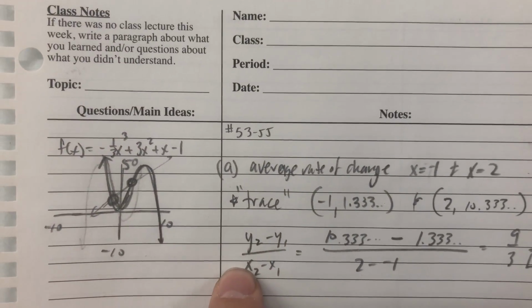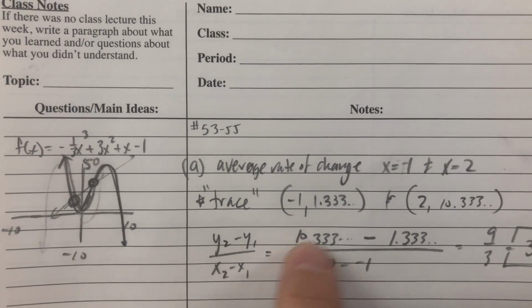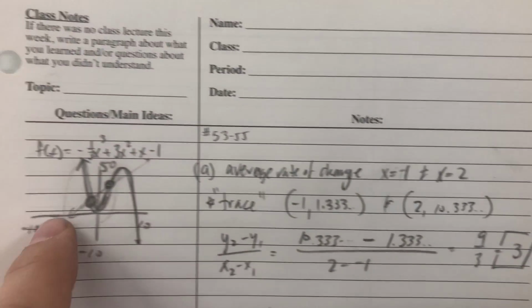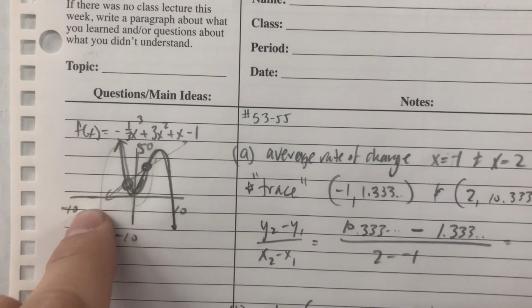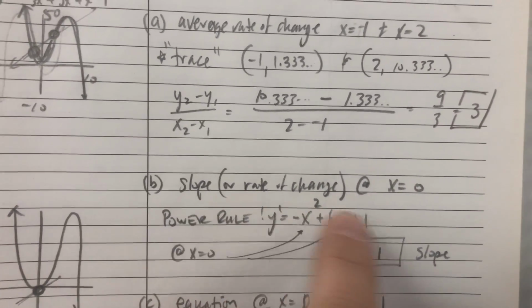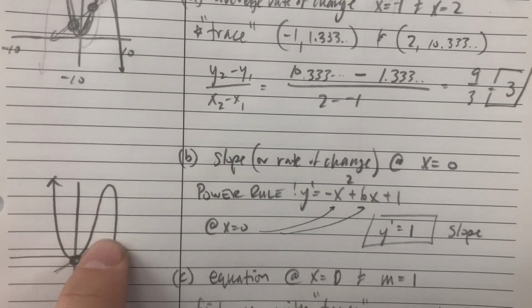So when I use the formula for slope, I got the y2 minus y1 over x2 minus x1, which equaled 3. So the slope of this line right here is 3. Part B, the slope at one specific point, the rate of change at 0 is right here, okay?